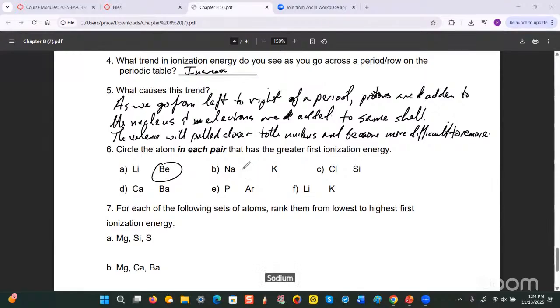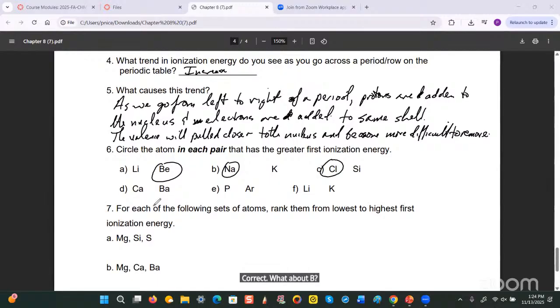Sodium. Sodium would be correct. Chlorine and silicon. Which would you expect to have the greater first ionization energy? Chlorine. Chlorine, correct. What about D?